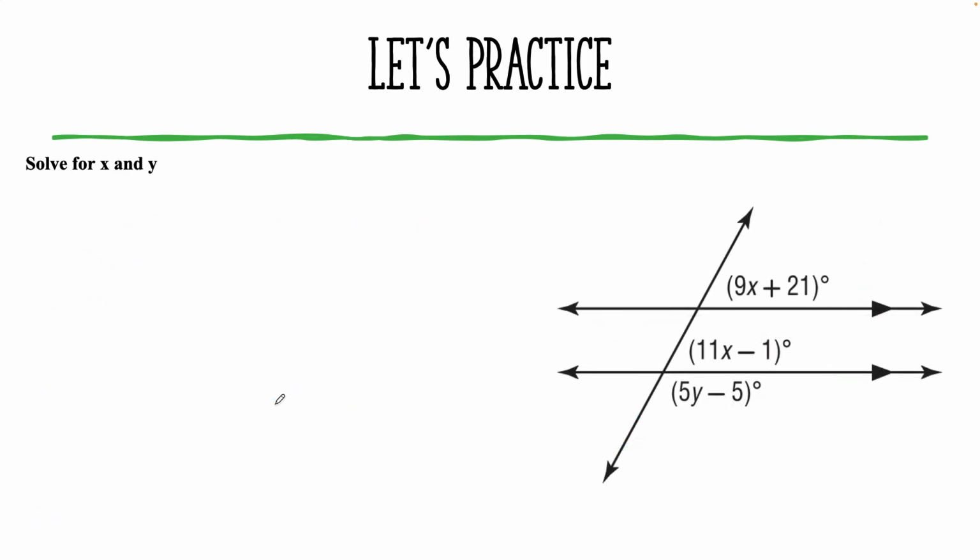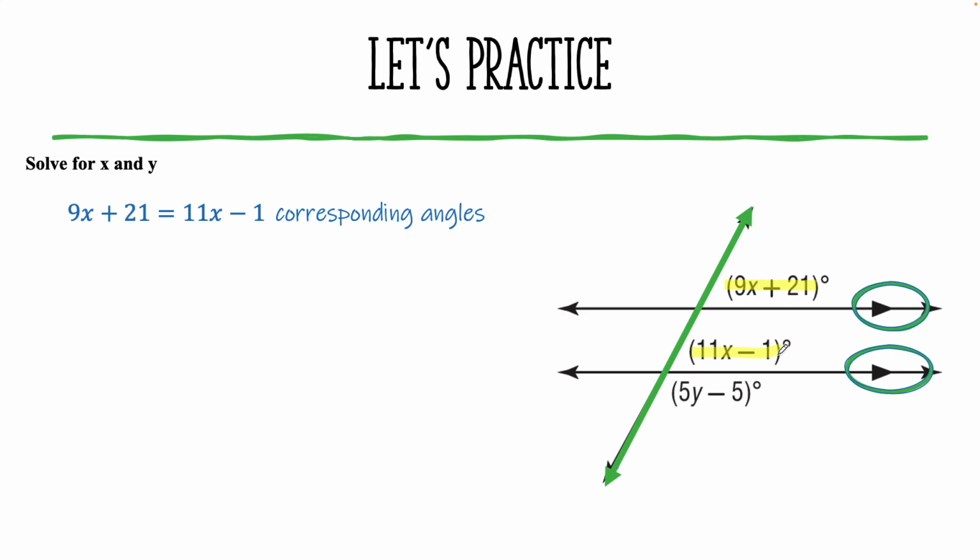All right, only two more. So here's another set of parallel lines cut by a transversal. And let's go ahead and solve for the x's first. We've got an x here and an x here. Those are corresponding angles, so those are congruent. They're equal to each other. So set them equal to each other. Subtract 9x from both sides and add 1 to both sides. Divide by 2, and we've got x equals 11.